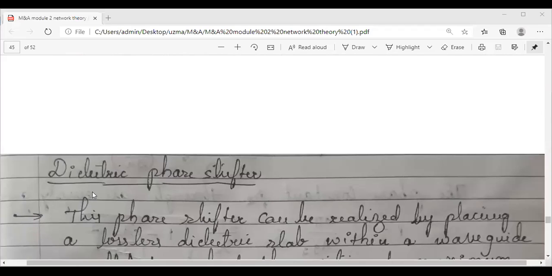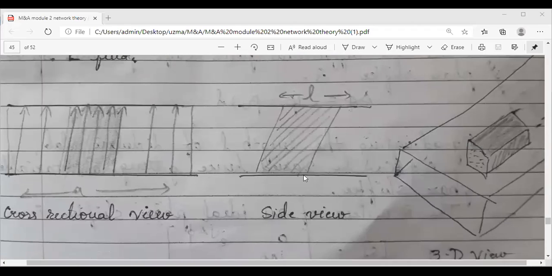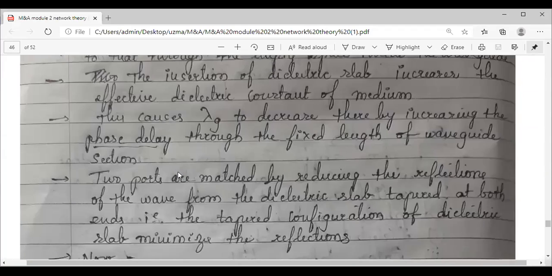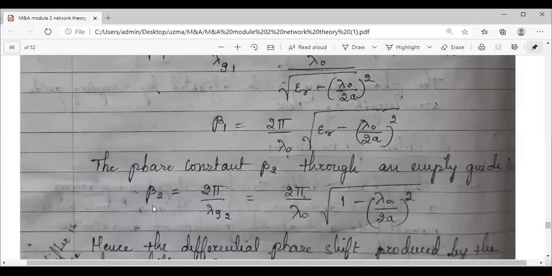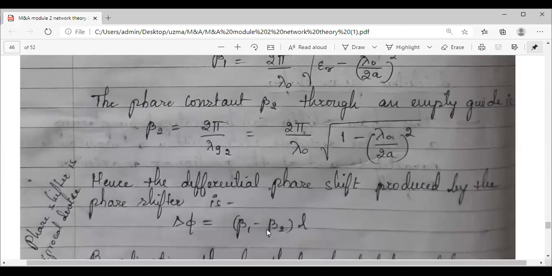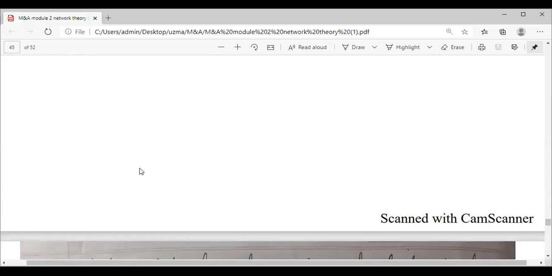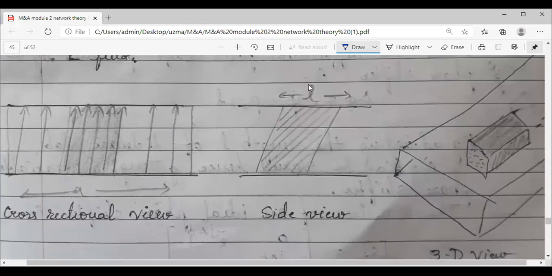Then coming to the types of phase shifters, we have already discussed a dielectric phase shifter. You can see three different figures here in line. First one is the cross-sectional view, the side view, and the three-dimensional view. And we have seen the phase change delta phi, it is beta 1 minus beta 2 into L, where L is the length of this dielectric material which you have put inside the waveguide.